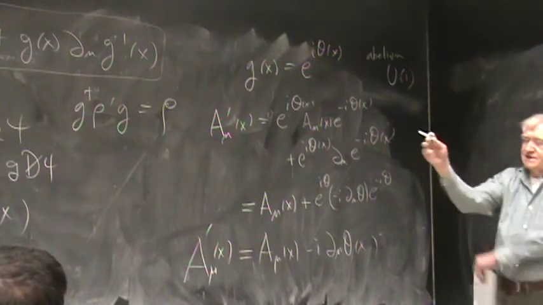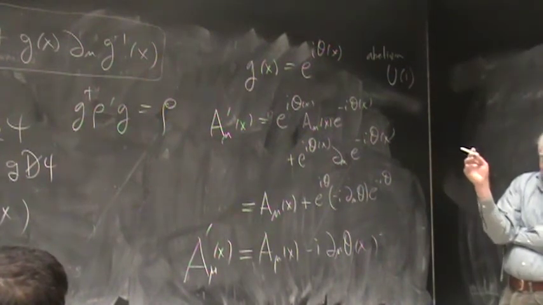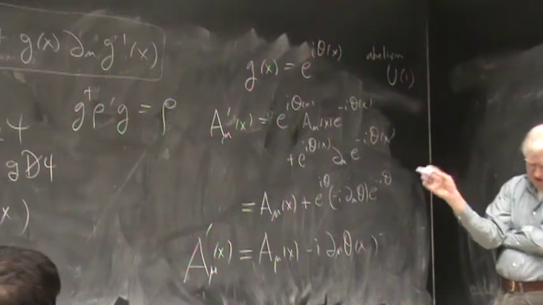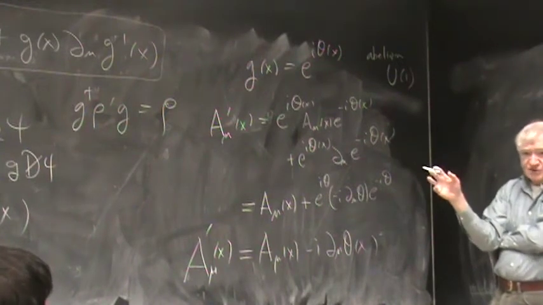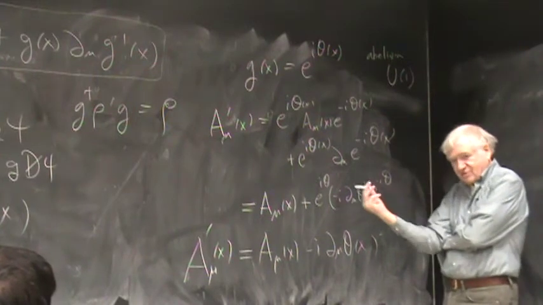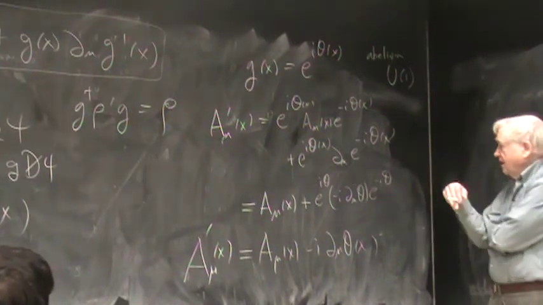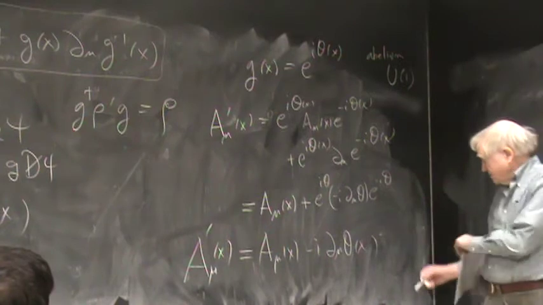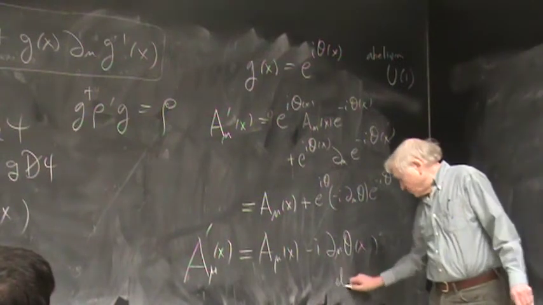Oh, I was going to say something. These are called local symmetries because g depends upon x. They're also called gauge symmetries, and a theory with a local symmetry is called a gauge theory. In this case, it's an abelian gauge theory, and this is electrodynamics.